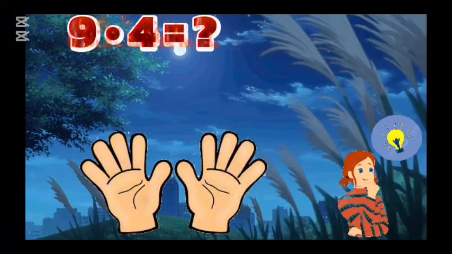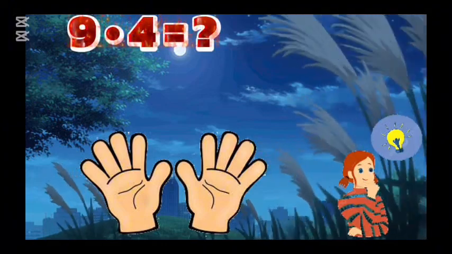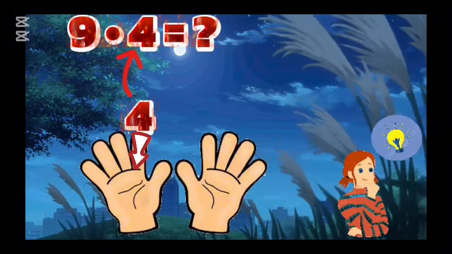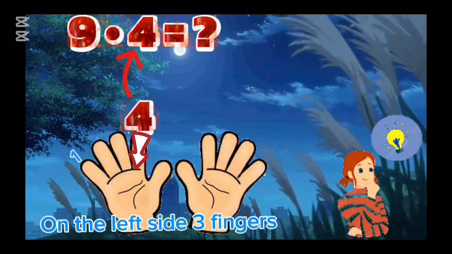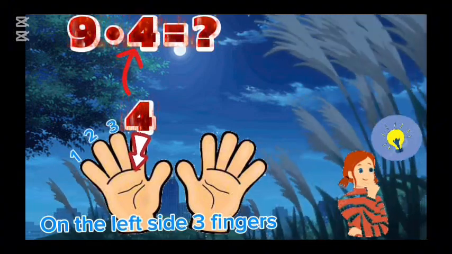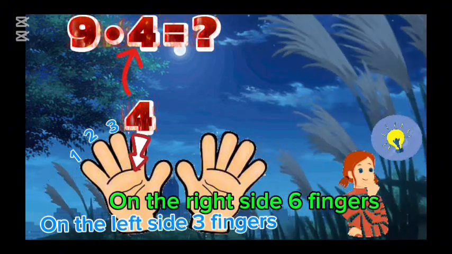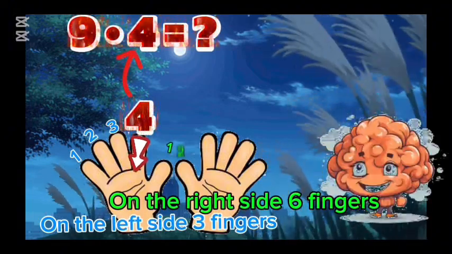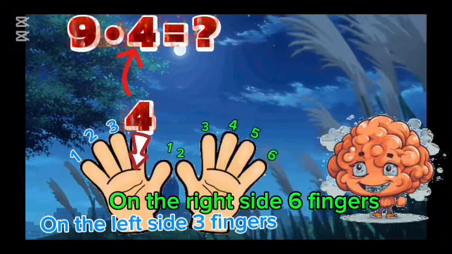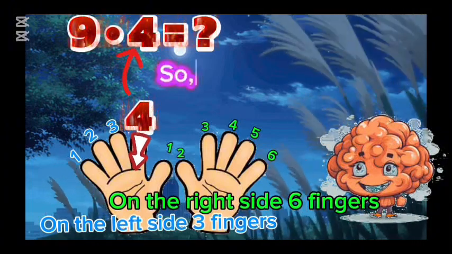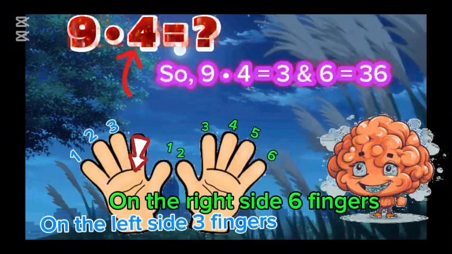9×4 equals. On the left side, 3 fingers. 1 2 3. On the right side, 6 fingers. 1 2 3 4 5 6. So 9×4 equals 3 and 6, 36.